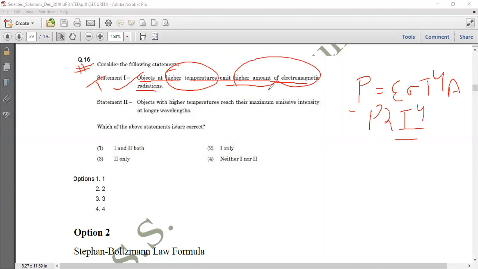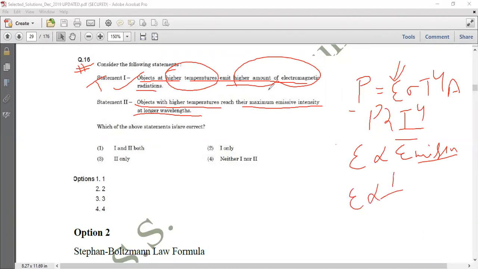Then let's come to the second statement: objects with higher temperature reach maximum emissive intensity at longer wavelength. Here is the emissivity, here is the energy, and both are almost proportional. But energy is inversely proportional to wavelength, so emissivity is also related like this, inversely proportional to wavelength. So the maximum emissive intensity should be at shorter wavelength.